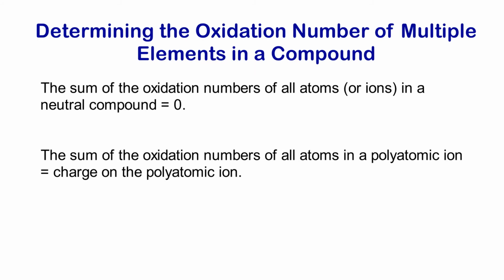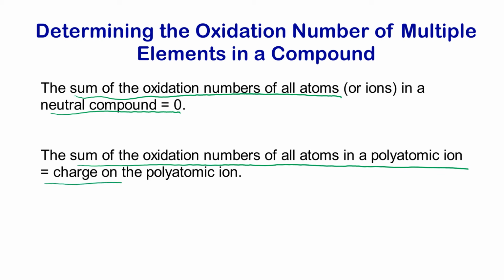So when we're trying to determine the oxidation number of an element within a compound, the thing we need to remember is that the sum of all the oxidation numbers of all the atoms or ions in a neutral compound is 0. And so we're going to use that to work backwards to determine the oxidation numbers. We also know that the sum of all of the oxidation numbers of all the atoms in a polyatomic ion is going to equal the charge on that polyatomic ion. So let's take a look at what I mean by that.